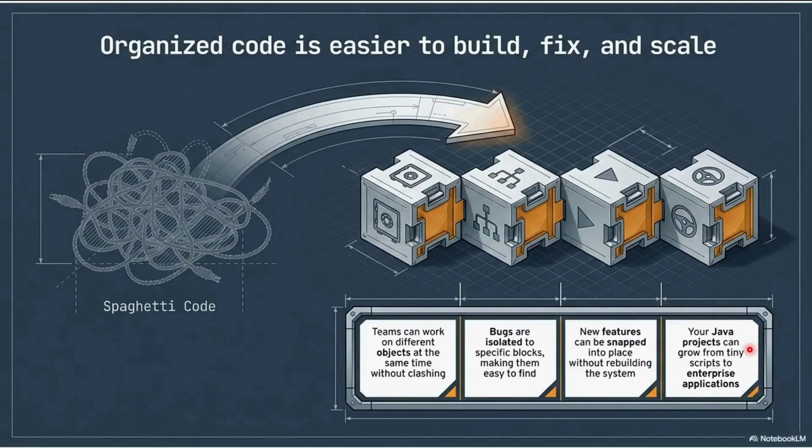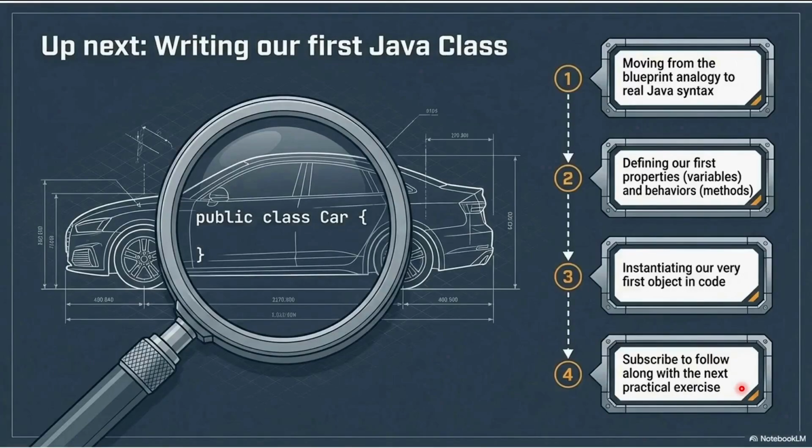So your Java project can grow from a tiny script to an enterprise application. You start with something small, but if that small project is based on OOPS, then you can turn that project into a really big enterprise application. And that's the power of OOPS. So I hope that these concepts are very much clear. We'll be writing the first Java program very soon in the next video.